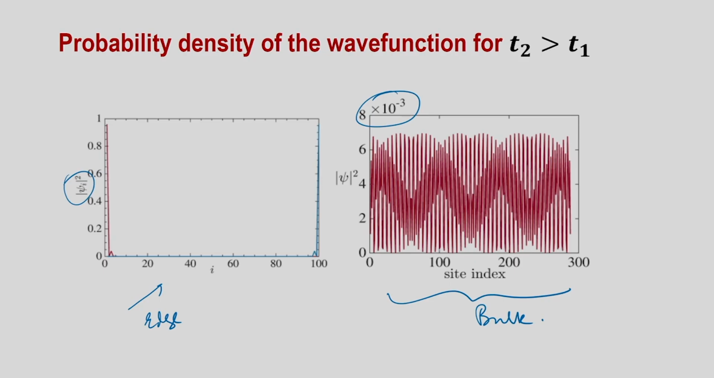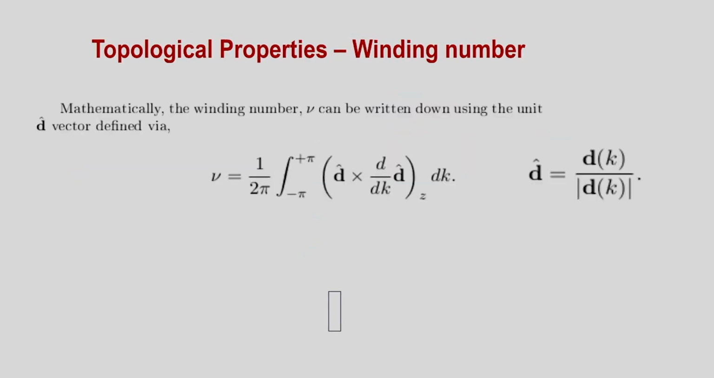So, we will calculate the topological property from the bulk properties, but it will show signatures of the edge modes being present, and that's called the bulk edge correspondence or the bulk boundary correspondence. Anyway, so we calculate this winding number. It looks a little complicated. We'll simplify this discussion.